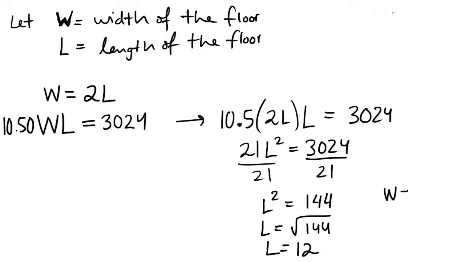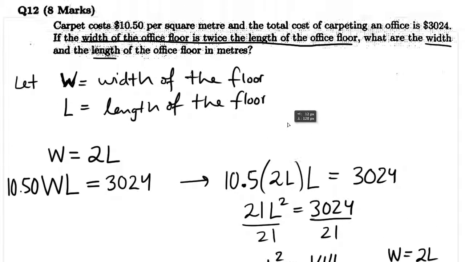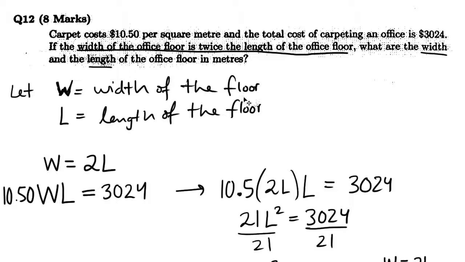How do we find the width? Well, remember over here, the width is twice the length. So the width is 2 times 12. So the width is 24 meters. So that was a pretty easy question for the last question of the exam. Let me just read it again to make sure I'm not missing anything.